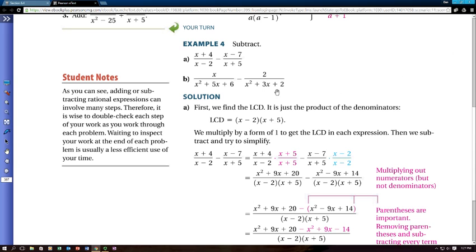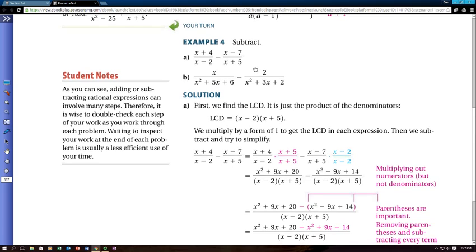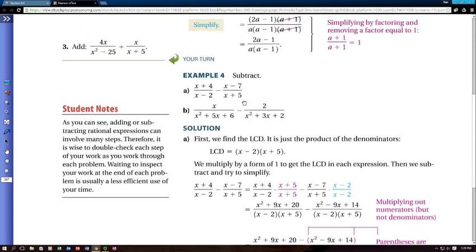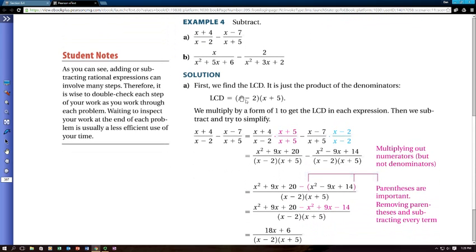Example 4 is a subtraction. Now in this case, it's nice because the denominators of both of these are prime. There's no way to factor x minus 2 or x plus 5. The next thing is they show the LCD is just the multiplication of those two.